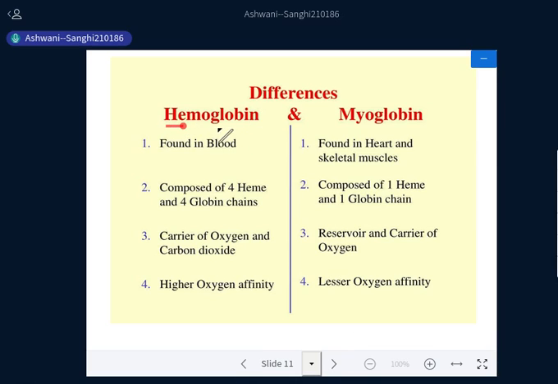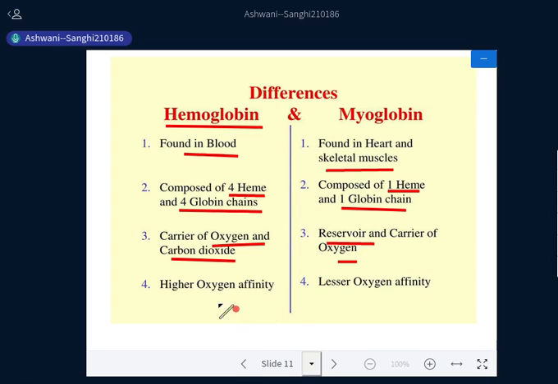Difference between hemoglobin and myoglobin: hemoglobin is found in blood, myoglobin is found in muscle. Hemoglobin contains 4 heme and 4 globin chains. Myoglobin has 1 heme and 1 globin chain. Hemoglobin carries oxygen and carbon dioxide. Myoglobin is the reservoir or storage of oxygen. Hemoglobin has higher oxygen affinity. Myoglobin has lesser oxygen affinity.